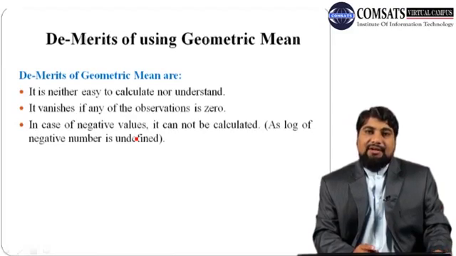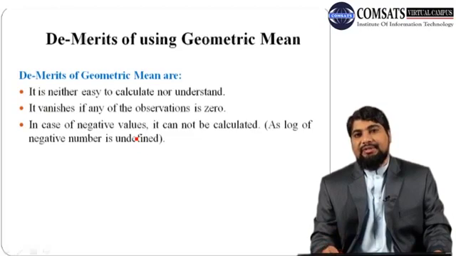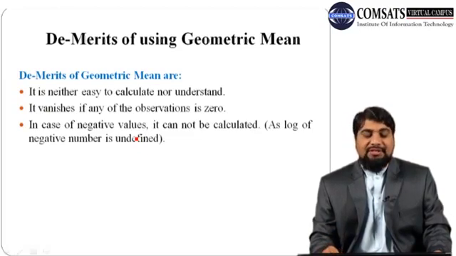Because we have to take the product, if any of the numbers x1 to xn is 0, then we will get the product 0. So if any of the observations is 0, then the geometric mean will be 0, or we can say that it vanishes. And the next demerit of geometric mean is that in case of negative values, it cannot be calculated.